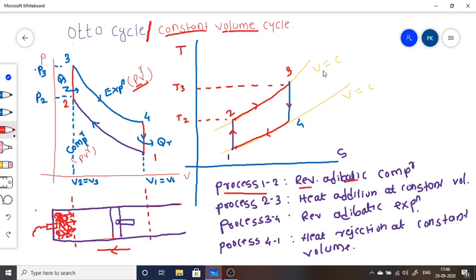This is a TS diagram. These are the lines of constant volume, V equals C. 1 to 2 is compression, 2 to 3 is the heat addition, that is heat supply at constant volume, and this is the heat rejection at constant volume. This cycle consists of four processes, and these are shown on this PV and TS diagram.